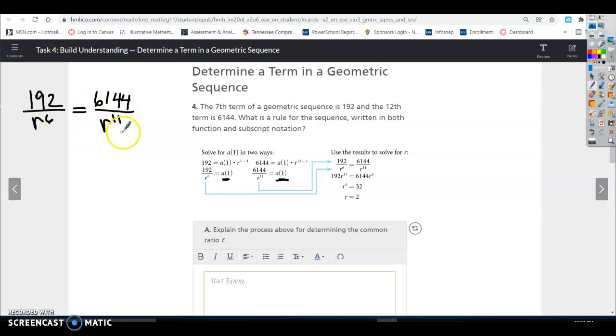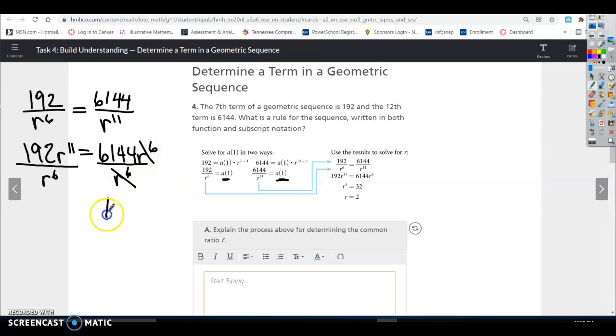So we can do cross multiplication. So we can start by saying 192 r to the 11th equals 6,144 r to the 6th power, because we cross multiply here. All right, and the first thing I'm going to do is get rid of one of my variables. So I'm going to divide by the r to the 6th. All right, so that's going to cancel on this side because 6 minus 6 is 0. Anything to the 0 power is 1, so the r's cancel here and leave just 6,144.